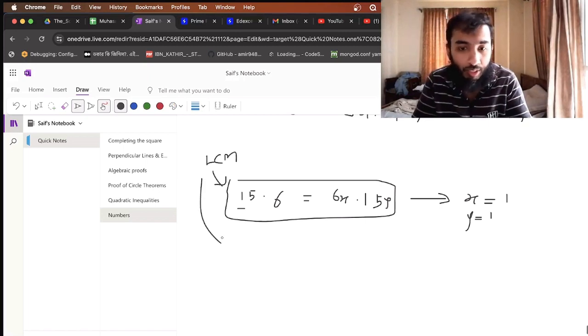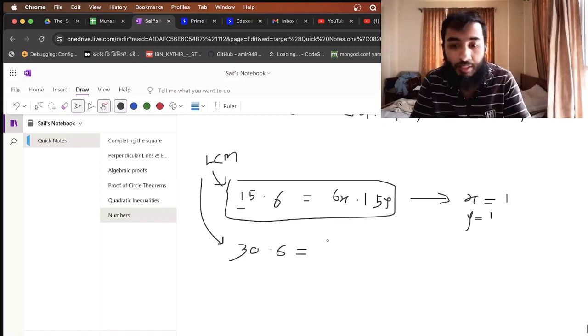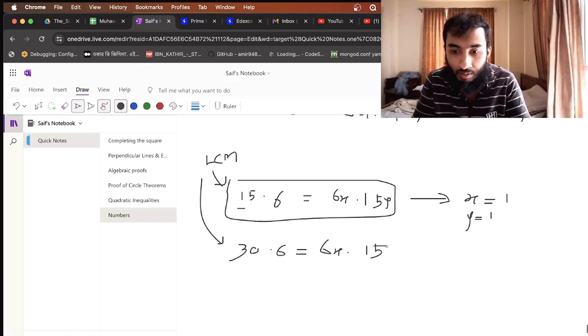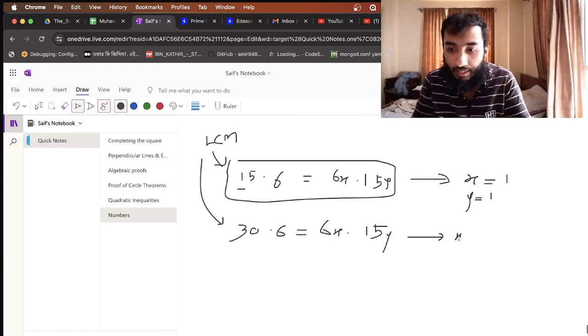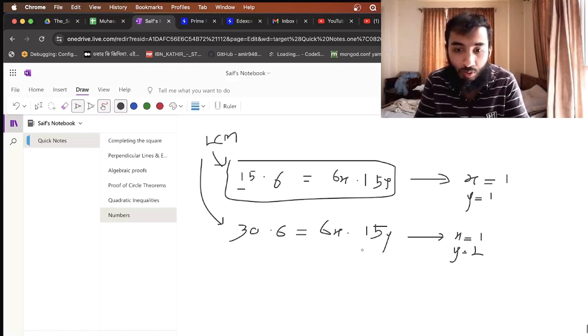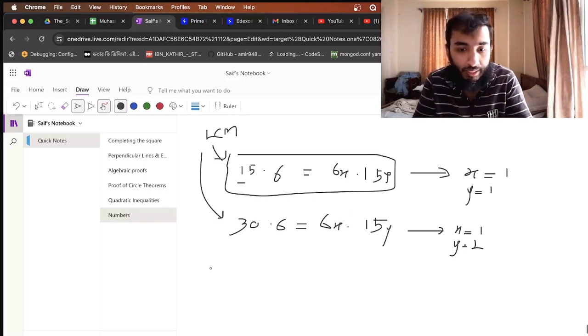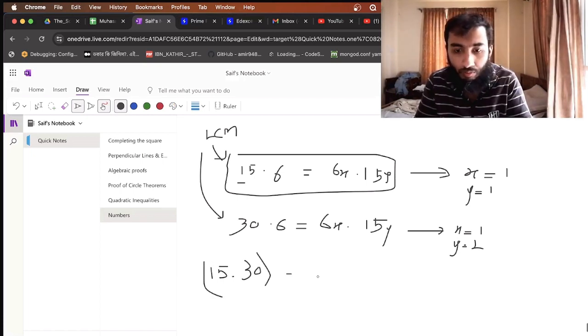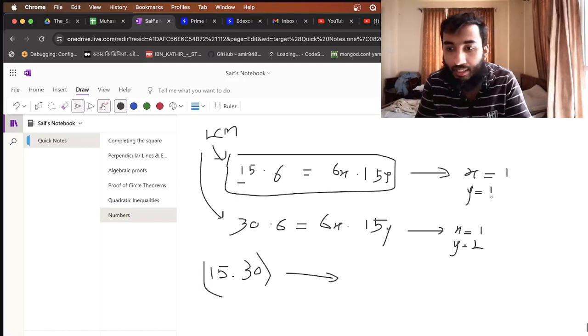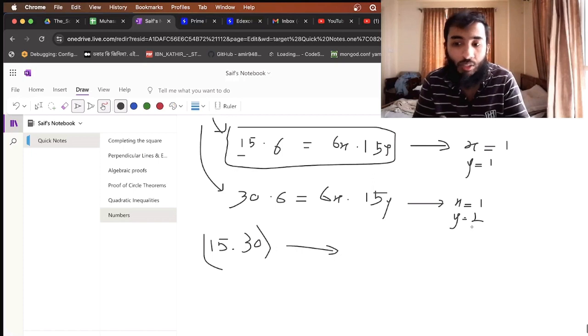Now if we use the LCM value, let's say 30. So 30 multiplied by 6 can be represented as 6x multiplied by 15y, where in this equation x can be 1 and y can be 2. So if x is 1 and y is 2, both sides are equal. 6 multiplied by 15 times 2, which is 30. So both sides are equal. So for LCM values 15 and 30, we get x=1, y=1 and x=1, y=2.